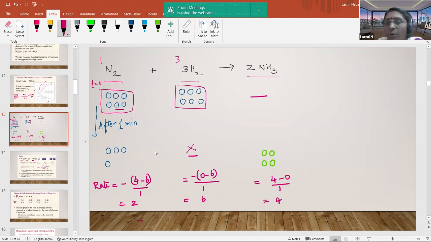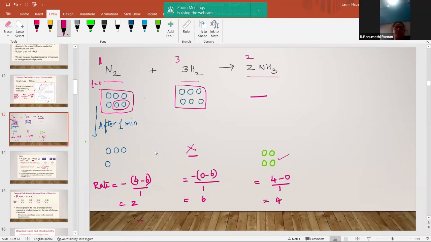There is no amount of H2 left. At the same time, I also see that 1 mole of N2 is going to form 2 moles of NH3. That means the 2 moles of N2 which vanished should have produced 4 moles of NH3. Yes, teachers, up to this, any problem?